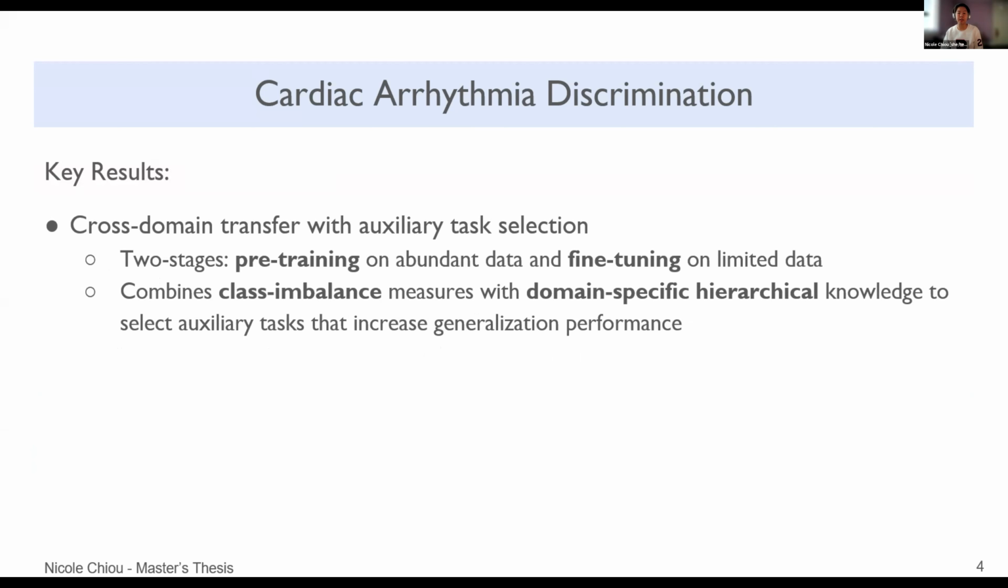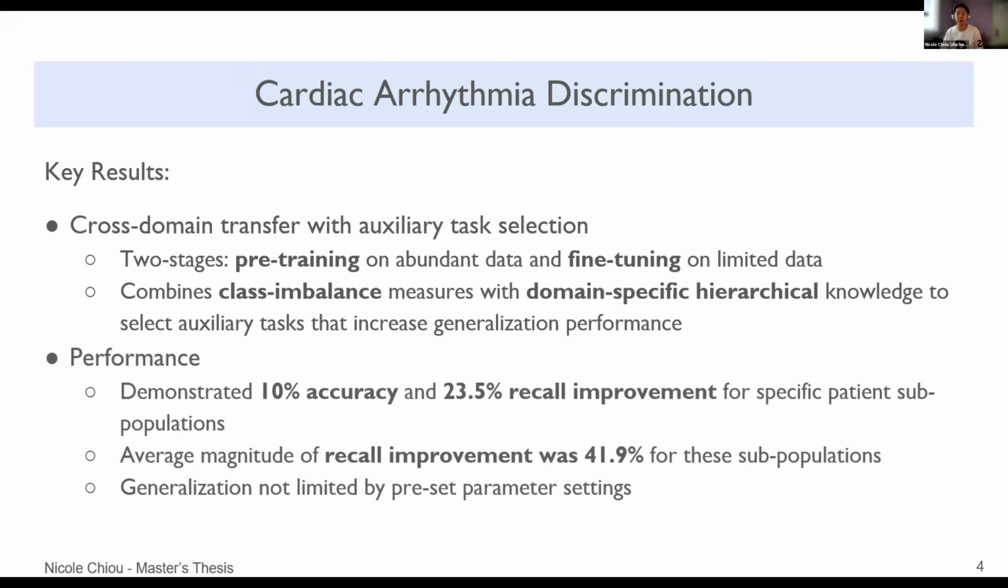The auxiliary task selection criterion combines class imbalance measures with domain-specific hierarchical knowledge in an effort to select auxiliary tasks that improve generalization on both the source and target domains. This approach achieves a 10% accuracy improvement and a 23.5% recall improvement for specific subpopulations when compared to current ICD algorithms.